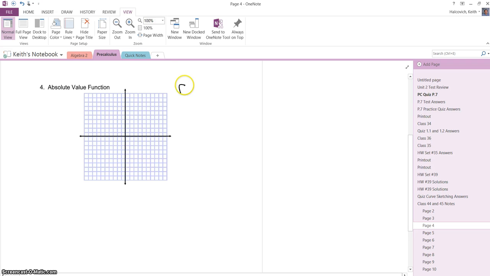The absolute value function, f of x equals the absolute value of x. The domain is all real numbers. The range has to be greater than or equal to 0 because it's going to be positive. When you put 0 in, the absolute value is 0. 1 in, the absolute value is 1. 2 in, the absolute value is 2. But then when you put negative 1 in, you still get positive 1. And negative 2, you still get positive 2.